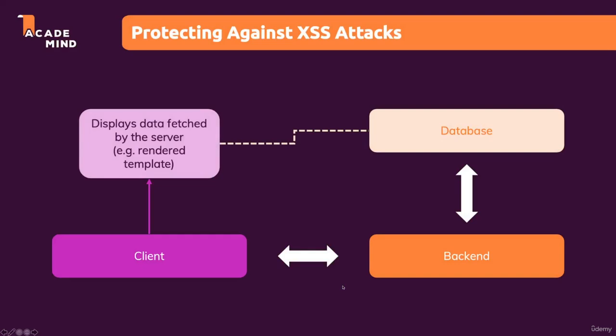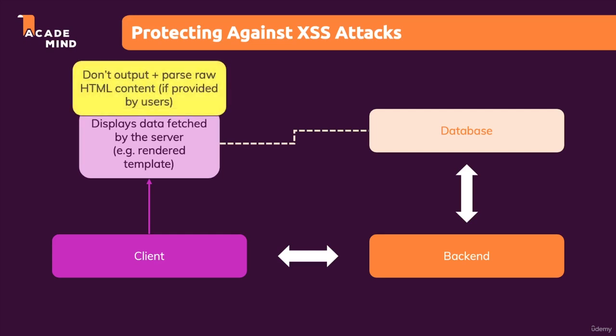So how can we now protect against cross-site scripting attacks? Well, to protect against those attacks, we got two main building blocks that you should be aware of. The first very important building block is that you should try to output escaped user content.